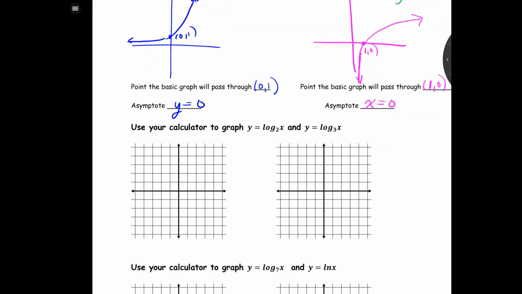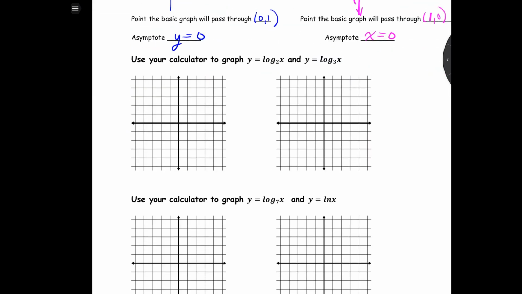Okay, the next thing we really want to confirm what the log graphs look like. So take out your graphing calculator, and we're going to see how you can graph a logarithm graph. Log base 2 of x or log base 3 of x, both of them should have the point 1, 0.